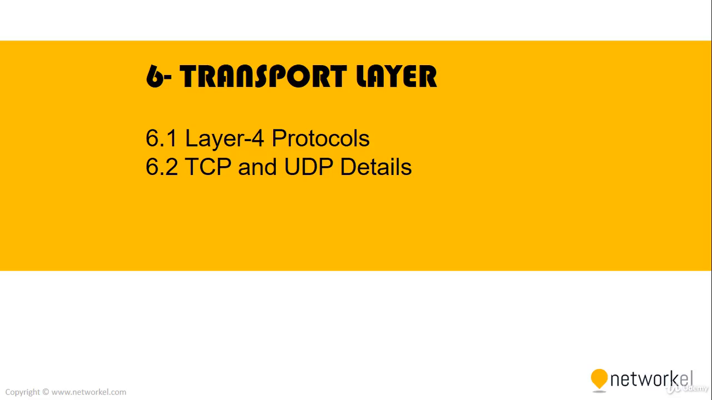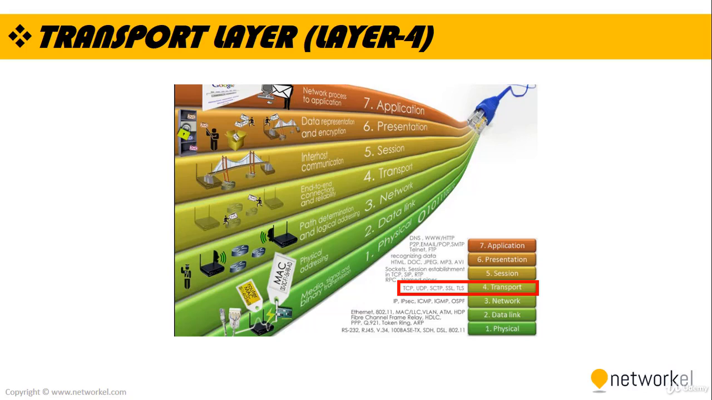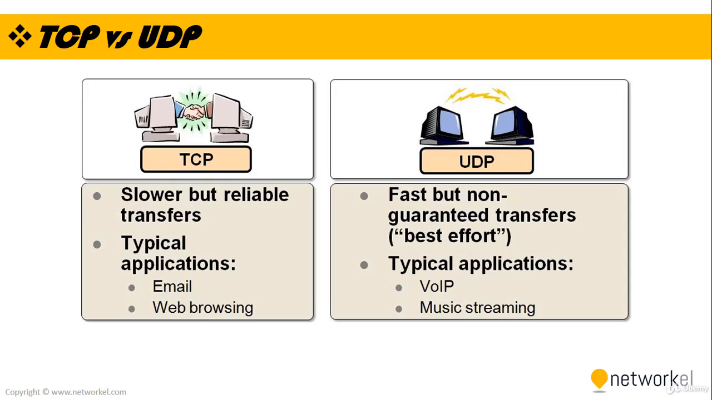In this section, we're going to talk about transport layer. OSI Layer 4 transport layer provides host-to-host communication services such as connection-oriented data stream support, reliability, flow control, and multiplexing for applications. TCP and UDP are the most common protocols used in this layer. Let's take a look at TCP versus UDP.